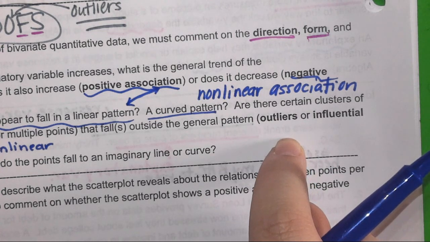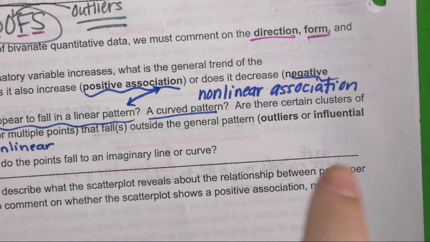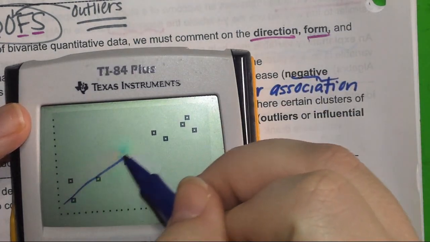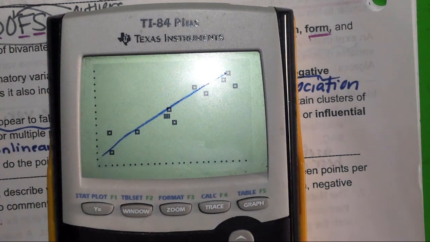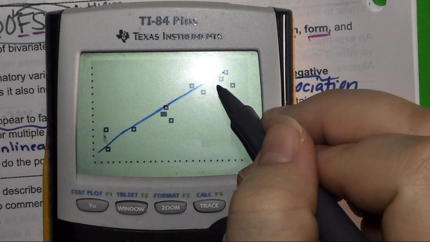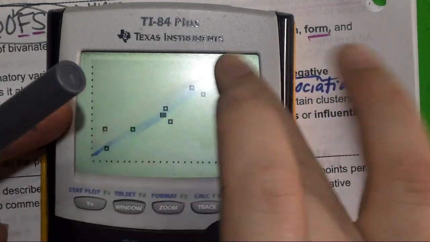Okay, and then strength is how closely do the points fall to an imaginary line or a curve. Meaning, if we were to fit a line through this data, these points are pretty close. This one's kind of far away, this one's kind of far away, but otherwise our points are pretty close to that line. But we could have one where it's super spaced out.